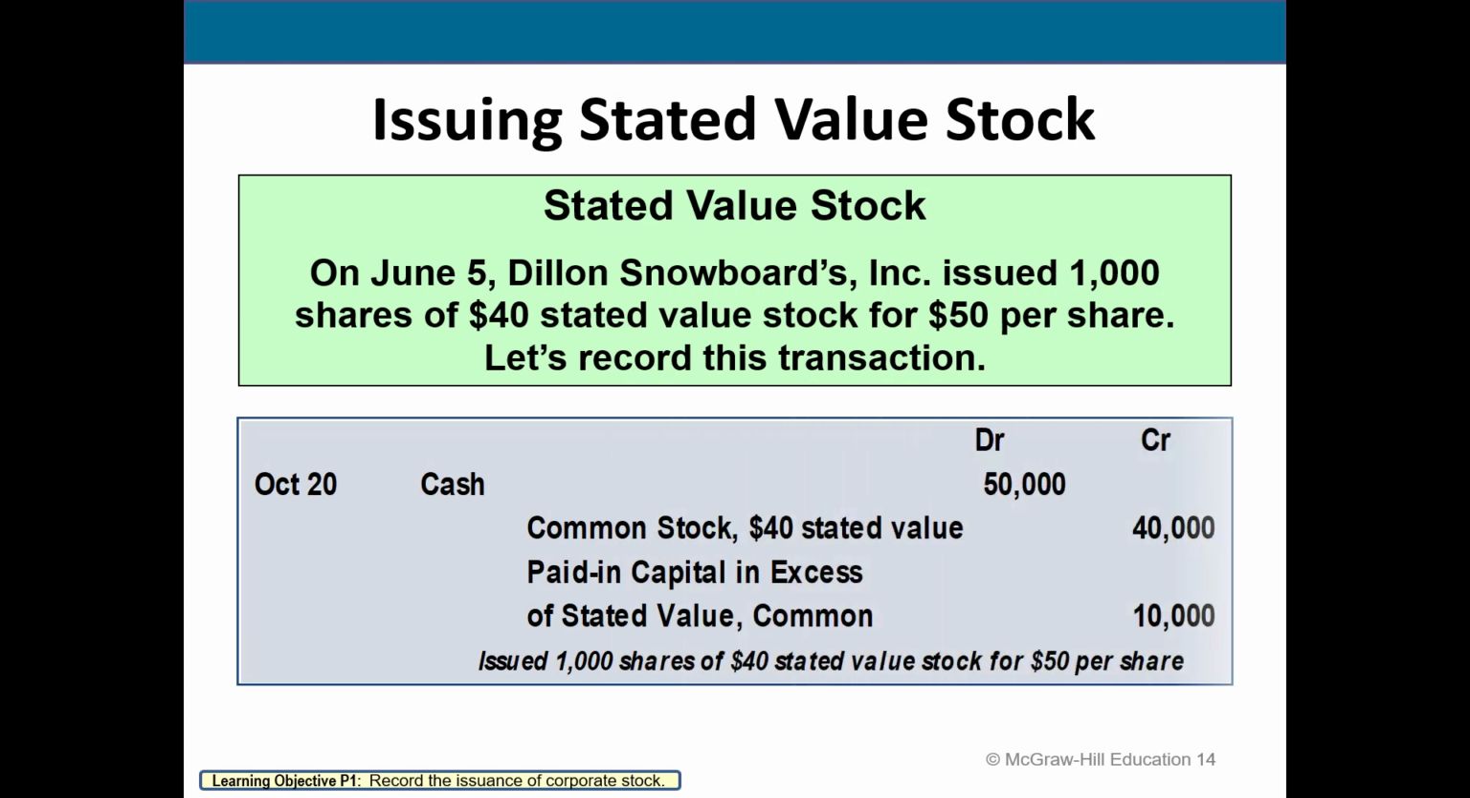Stated value stock is similar to par value stock. We just use the word stated value instead of par value. They issued 1,000 shares of $40 stated value stock for $50. So they issued it for more than the stated value. So we will have that paid-in capital in excess of stated value account. So debit cash for 1,000 times 50, credit common stock stated value for 1,000 times 40, and the difference is the paid-in capital in excess.